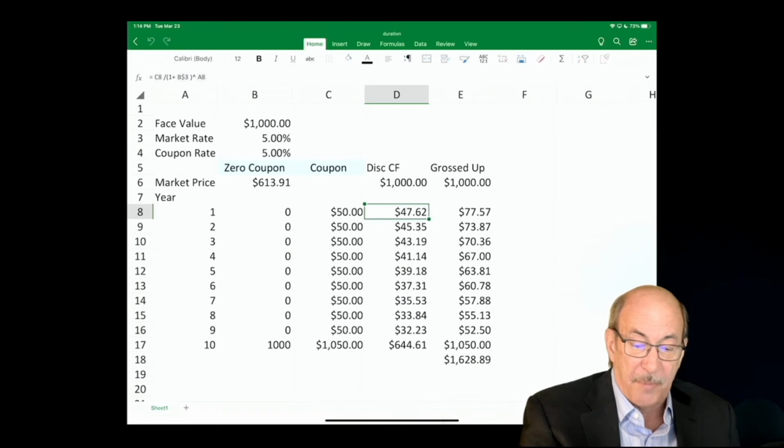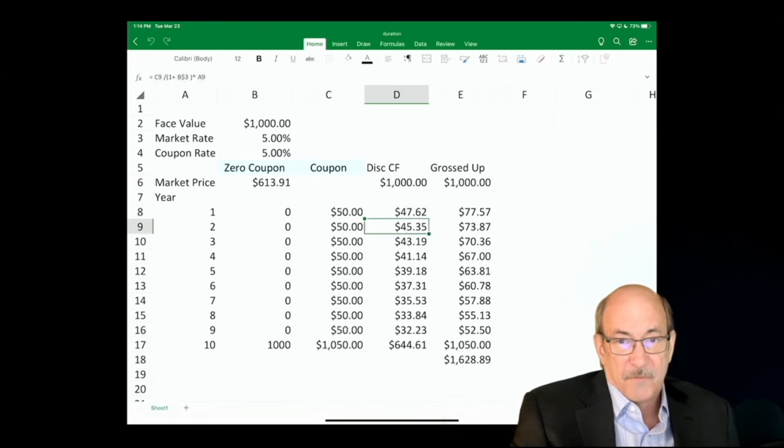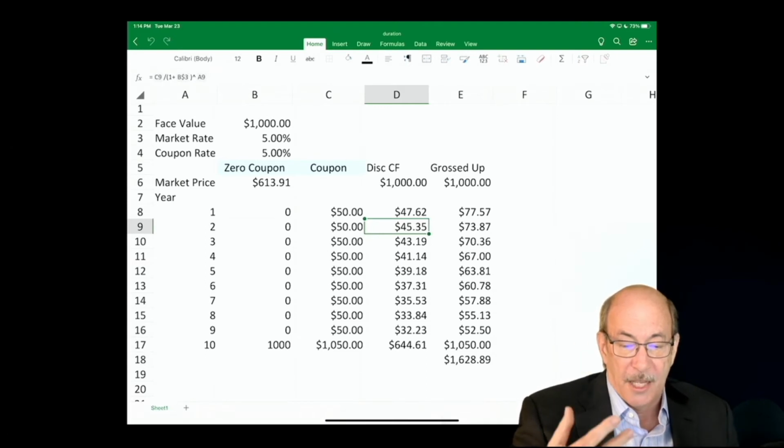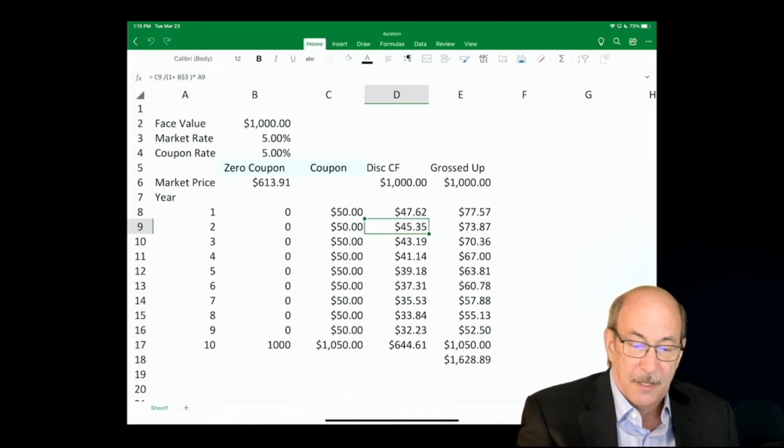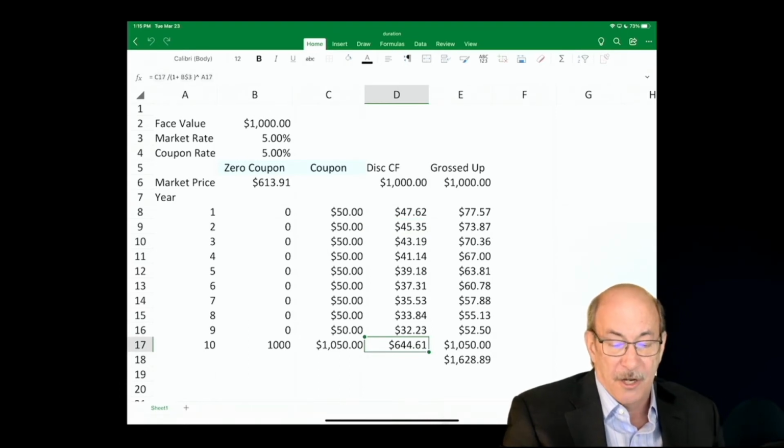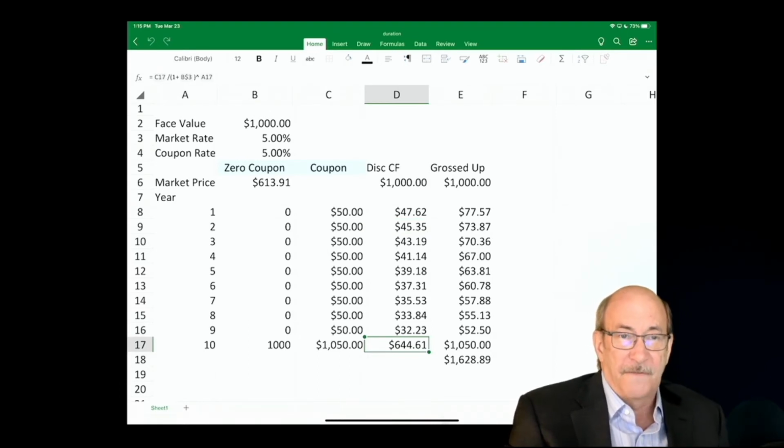The next coupon payment, 2 years out, is the same coupon payment, but I'm discounting it now not for 1 year, but for 2 years, and I get $45.35. So on down the line till I get to the last payment in the last year, and that includes the face value or the par value of the bond, that extra $1,000. So the present value of the coupon payment is a combination of those two.